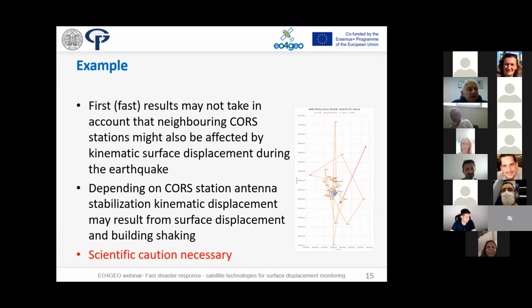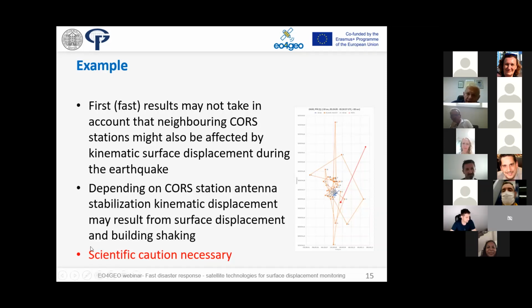So these are some risks, and another information which we are aware of is the question, where is the antenna, or how is the antenna of a CORS station stabilized? So for example, as Daniel showed, our antenna is on the roof of the 5 floors high building. So the presented result is a combination of surface displacement, but also a building shaking.